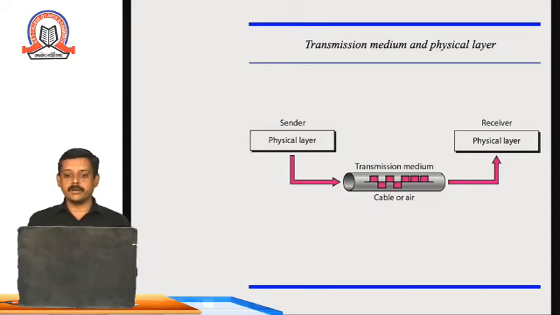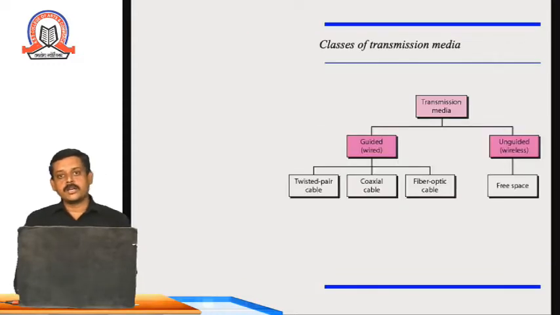Now transmission medium is coming at the lowest layer or the first layer of the data transmission, that is physical layer. The actual data is transferred through the medium, that would be a cable or air. So there are different types of transmission media like guided and unguided. Guided means we can guide the data along a path, while in unguided we do not have any control on data transmission.